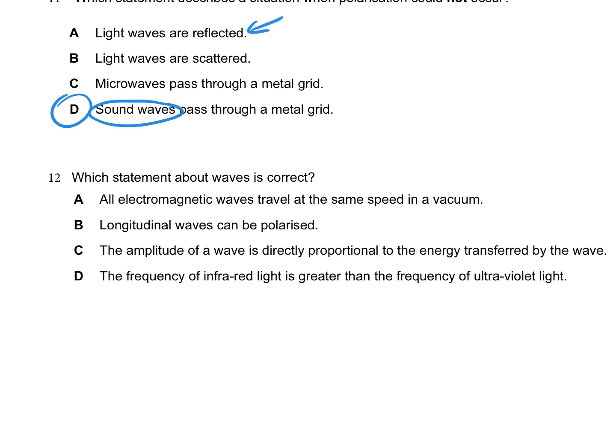Which statement about waves is correct? All electromagnetic waves travel at the same speed in a vacuum, correct, 3 times 10 to the 8. Longitudinal waves can be polarized. That is incorrect. The amplitude of a wave is directly proportional to energy transferred by the wave. Well, no, because I is proportional to A squared, so not true. And intensity is related to energy, because it's power. The frequency of infrared light is greater than the frequency of ultraviolet. No, it's the other way around. The frequency of infrared light is less than the frequency of ultraviolet light. So our answer is A.